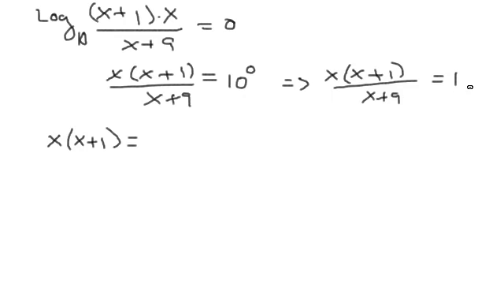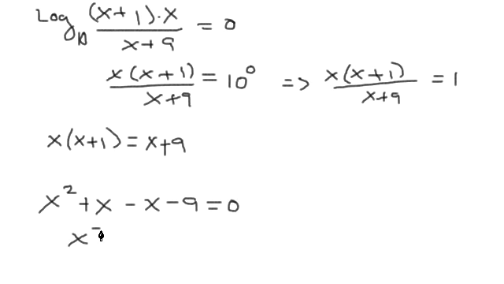And of course I'm bringing this x plus 9 up to the right, multiplying both sides by x plus 9. Okay. Now I'm going to get everything over to this side of the equal sign. But first off, I'm going to go ahead and distribute this x across. So we have x squared plus x, and then minus x minus 9. Alright, simplifying this down, we have x squared minus 9.